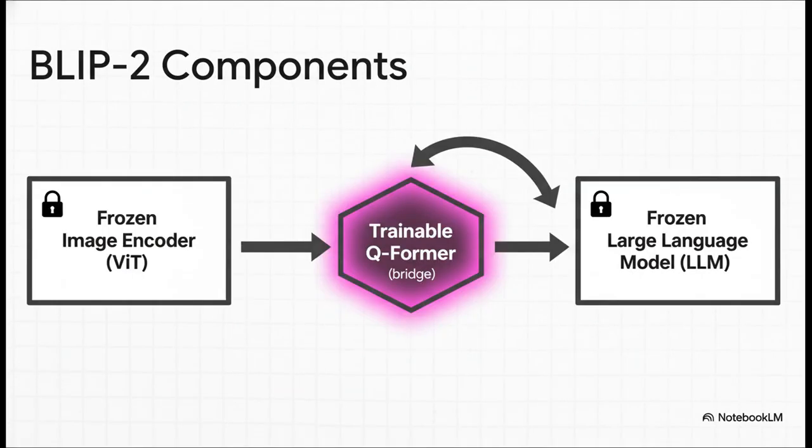So let's look under the hood. BLIP-2 has three main parts. First, you have a frozen image encoder, like a ViT, which does the seeing. Second, you have a frozen LLM, like Llama, which does all the heavy lifting for reasoning and text generation. And then, connecting them, you have the star of the show, the Q-Former. This small querying transformer is the only part that gets trained. Its whole job is to learn how to ask the right questions of the image encoder and package up the visual information in a way the LLM can digest.